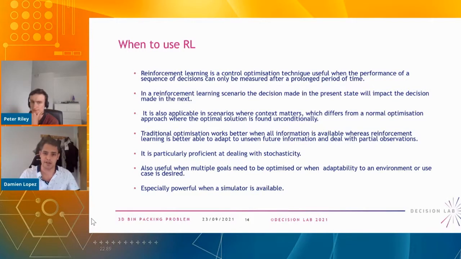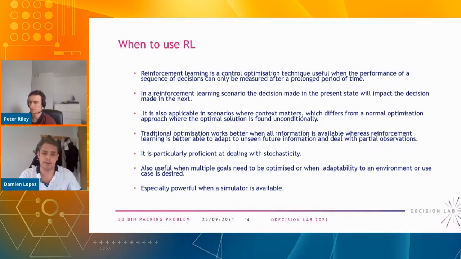Also, optimization is really only useful when you have all the information at time zero, but reinforcement learning really is applicable when context matters. So your current state affects where you need to be in the next state. We can't really just do it without any knowledge of where we are currently. We also are able to deal with partial observations. Like we've said, we only are allowed to see the current item and the next item rather than seeing everything. So reinforcement learning works better with partial observations rather than knowing everything at one time.